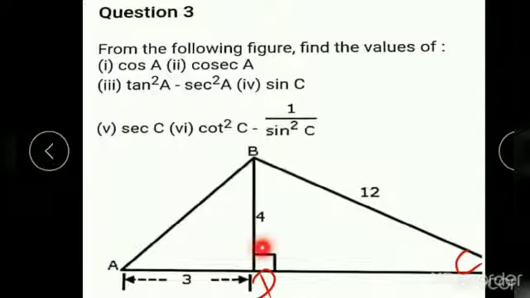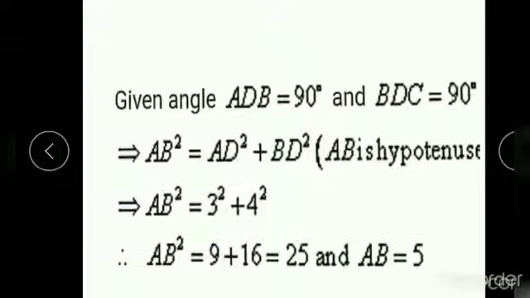And what will be the hypotenuse? The side which is opposite to the right angle. Which is the right angle here? It is the angle D. Opposite to this is AB. So AB is your hypotenuse side and AD will be your base. Using the Pythagoras theorem, you should find out the value of AB. You know that the Pythagoras theorem says the hypotenuse square will be equal to the sum of the squares of the other two sides.